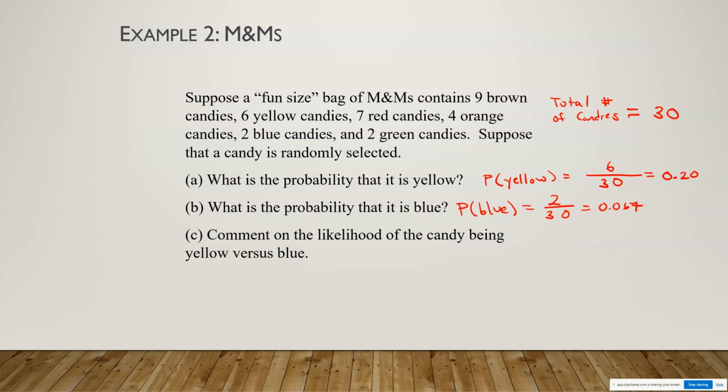All right, last question. Comment on the likelihood of the candy being yellow versus blue. We'll notice that it's significantly higher odds, or higher probability, that you would get a yellow candy versus blue. And the likelihood is asking you basically how many times more likely is it? What would you have to multiply this by to get this? And what you would see here is it's 3 times as likely to get yellow versus blue.